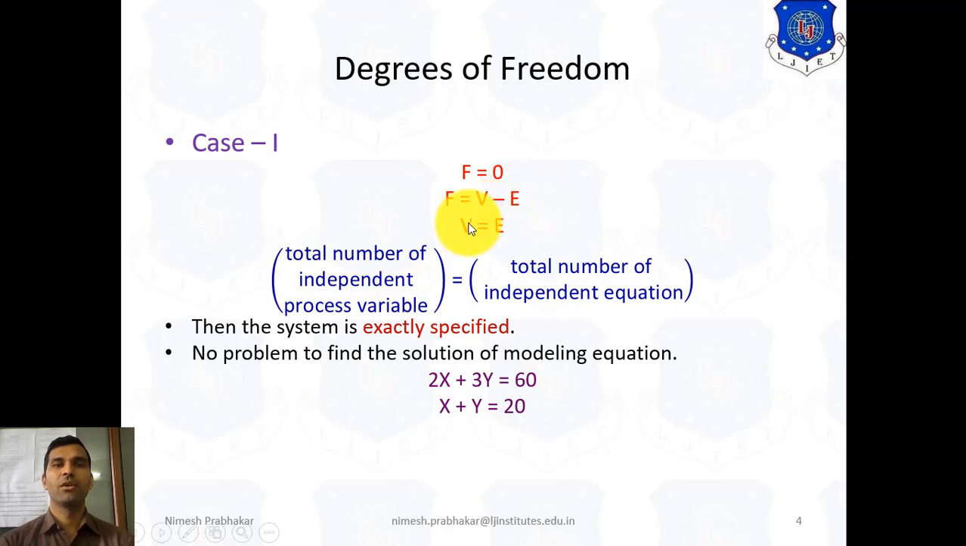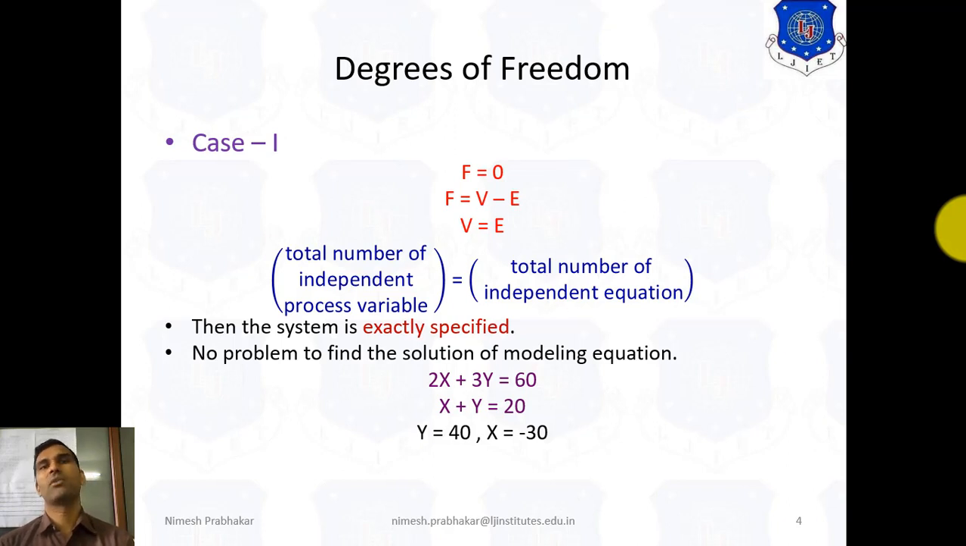So this is case 1. We can easily find the solution of these equations, because here the degrees of freedom is 0, since 2 minus 2 is equal to 0. We can easily solve these equations by different methods. We get the solution y = 40 and x = -20. So we can easily solve these equations. If the degrees of freedom is 0, then the system is known as an exactly specified system. So this is the first case.